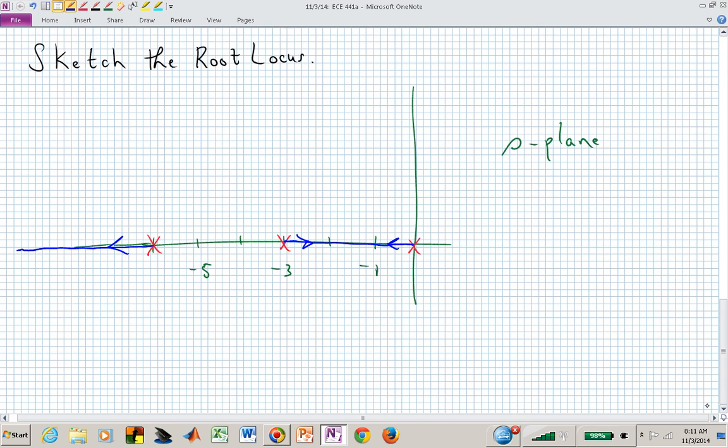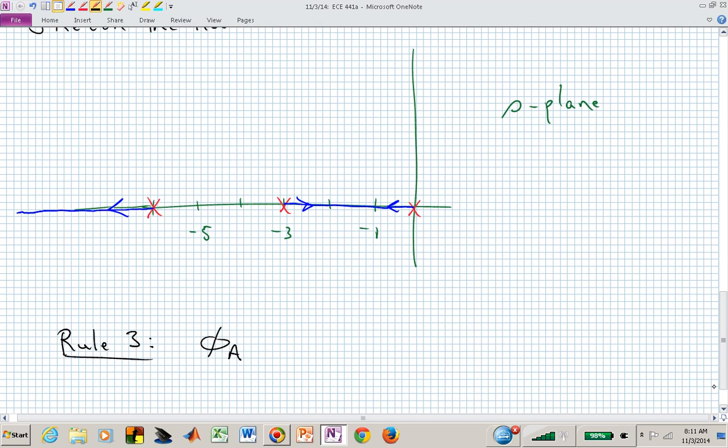and Rule 3 allows us to determine where we are going to approach off-axis, if we're going to go off-axis, off the real line, and in what direction. Rule number 3 is going to tell us more information, and in particular, it tells us the angle that the asymptotes make and the centroid, or where we locate those asymptotes that are leaving the real line.